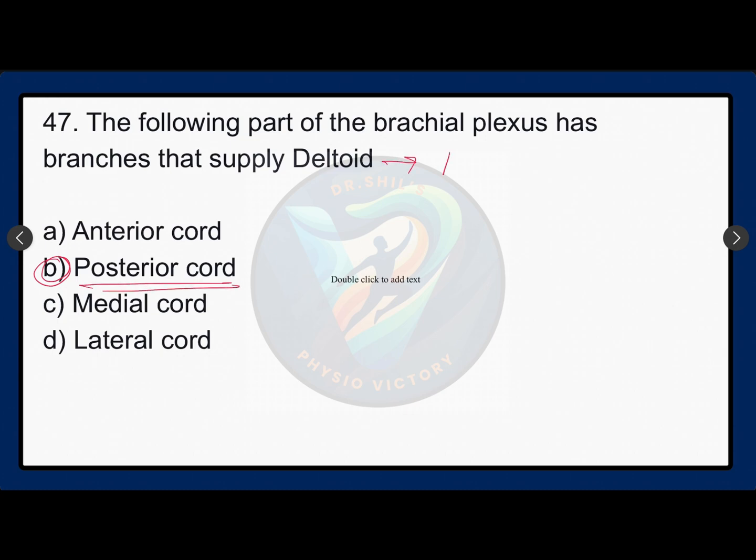Deltoid is supplied by the axillary nerve, and the axillary nerve is a part of the posterior cord of brachial plexus. Whose root value is C5, C6.